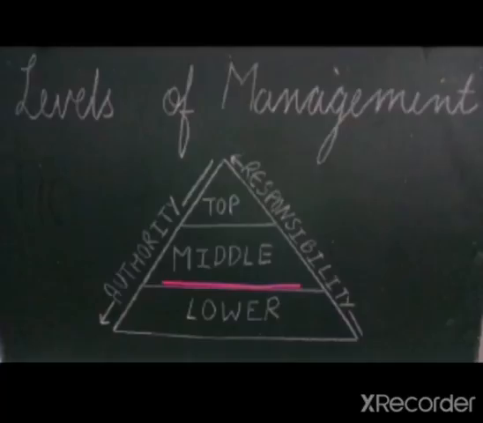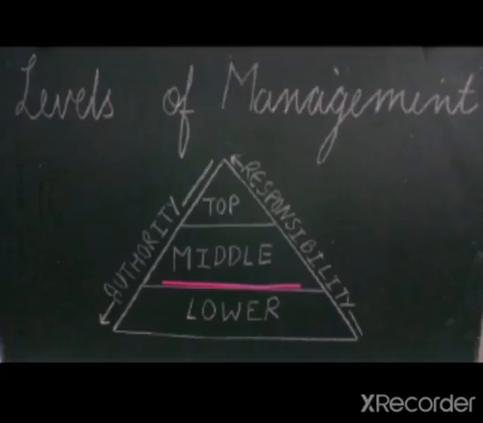Now, what functions are performed by middle level? First one, they act as a link between lower level and top level. Whatever top level has to communicate to lower level goes through middle level. Whatever lower level has to communicate to top level is done with the help of middle level. So, middle level acts as a linking pin between top level and lower level.